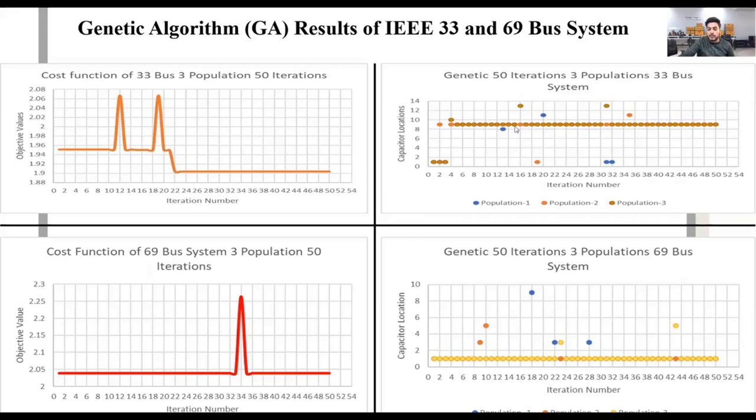So you can see that our system is converging at location number 9, where we have to place the capacitors to minimize our power losses and enhance our voltages. And these two graphs show similar behavior.